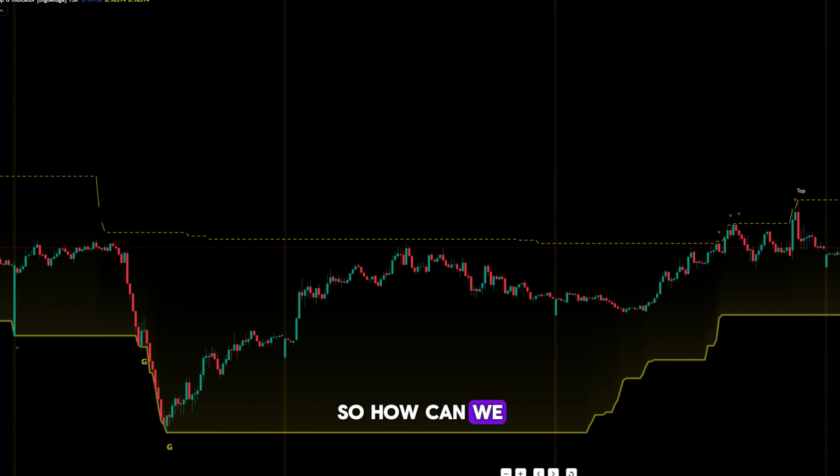So, how can we use this indicator in practice? Let me explain. But first, let's take a look at the indicator's settings to see how customizable it is.